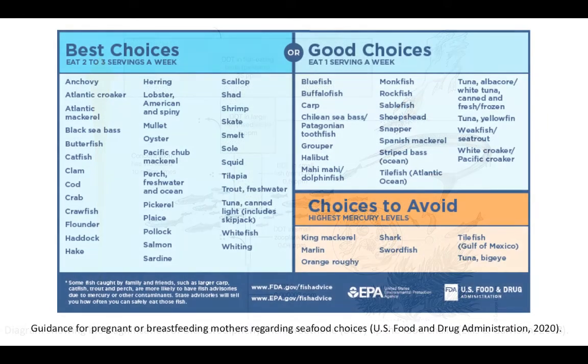So I included this chart in here. Oh, here it is, from the FDA, that lays out what seafood is safe to eat and when. And the good news is that most of the seafood falls into this category for 2 or 3 servings a week. And so this is actually guidance for pregnant or breastfeeding mothers, which is a more vulnerable population. So this will be safe to use for the rest of us as well.